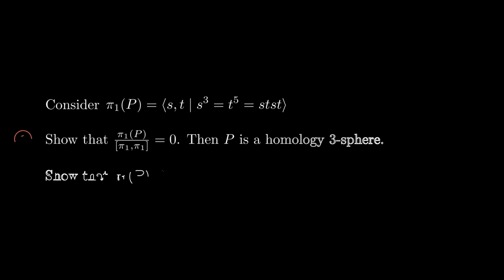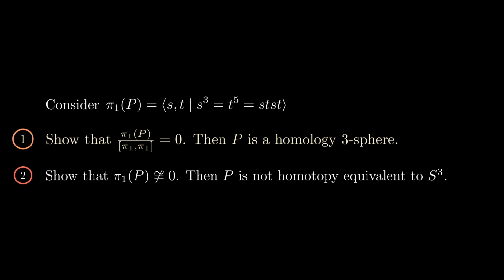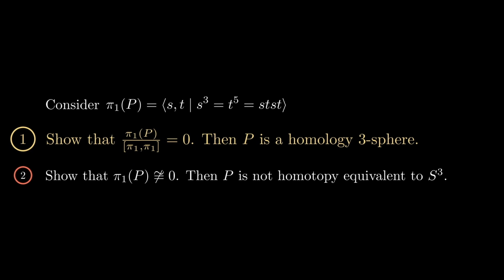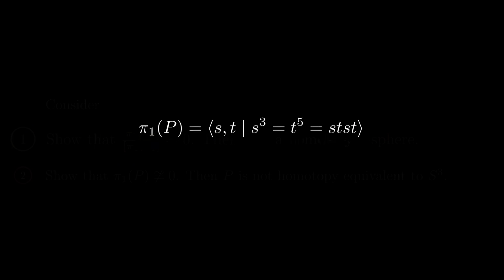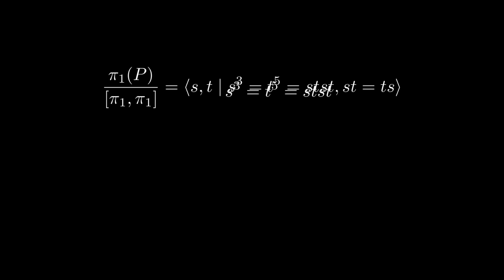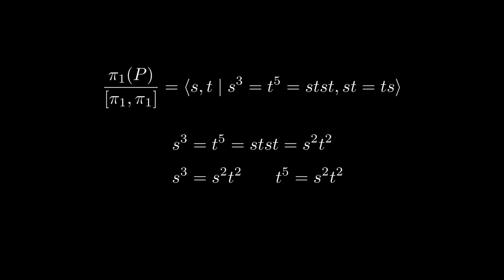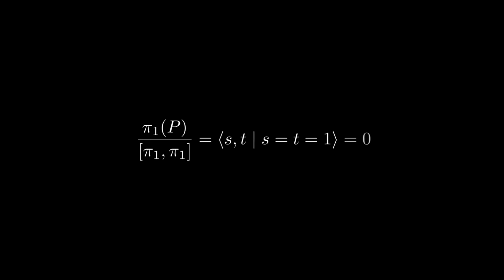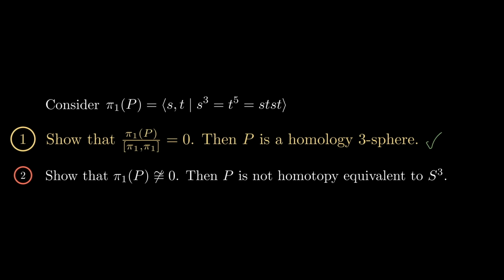Returning to our steps, now that we have an explicit group presentation, it becomes really easy to show that the abelianization is trivial. In our case, the abelianization just consists of adding the commutator relation st equal to ts to our group presentation. From here, it takes just a few lines of algebra to show that T must be the identity, and shortly thereafter that S is also the identity. So both generators become trivial, and therefore the abelianization is trivial. And with that, we've shown that P is a homology 3-sphere.